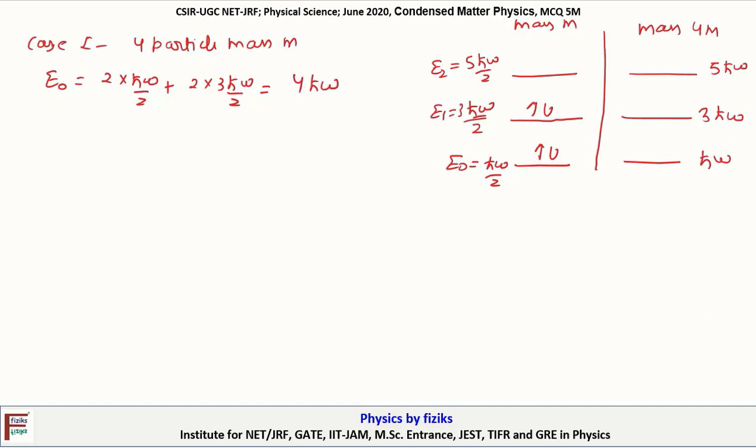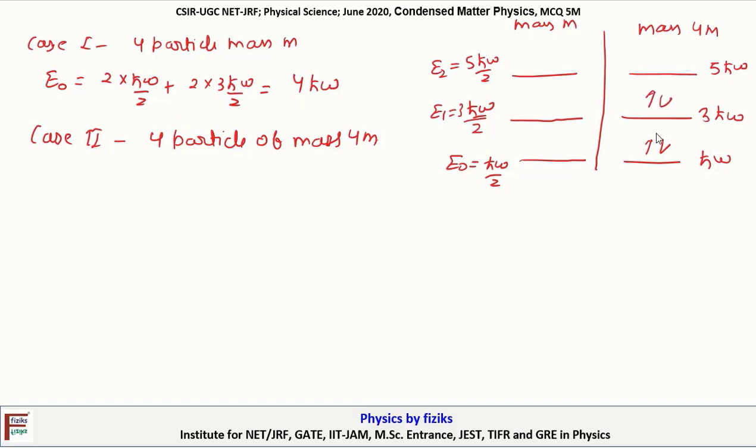4 h cross omega. Now, case 2, 4 particles of mass 4m. In this case the energy of the particles will be 2 into h cross omega plus 2 into 3 h cross omega. That would be 8 h cross omega.